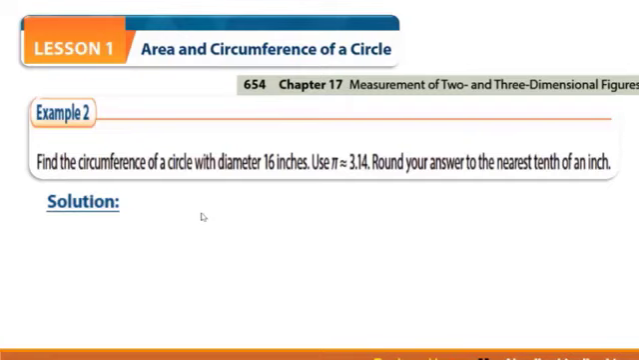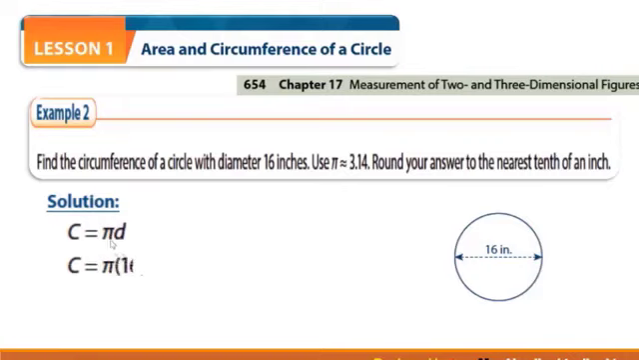It is C equals pi D, because I am dealing with diameter here. Remember, I read something here, diameter. So C equals pi D. This is my diameter, 16 inch. So I replace D and pi with the numbers. I have two multiplications here, pi and D.